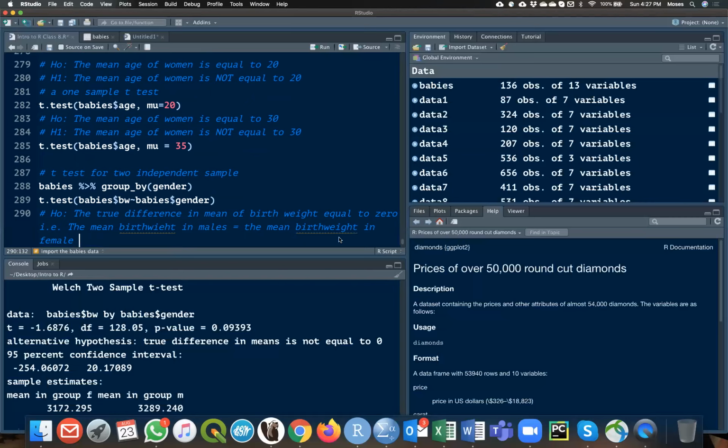Or you can put this as the mean birth weight in males minus that of females, it's all the same. You can write it in different ways, and minus that of males is equal to 0.